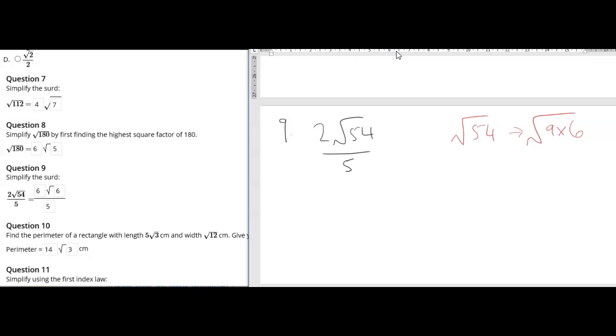Okay, and what does that become? So the square root of 9 is 3, and then we've got square root of 6. So I'm going to rewrite that over here. Instead of having the square root of 54, I've got 3 root 6 all over 5. And then I've got 2 times 3 is 6, 6 root 6 on 5. Okay, so you had to simplify that square root of 54 before you simplified.